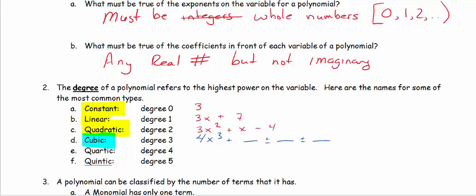Our next idea is quartic. Quartic is degree of 4, and then quintic is degree of 5. Sometimes we may refer to these just as 4th or 5th degrees, as the words quartic and quintic are very rarely used, but we will be talking about them basically in some cases. But our primary numbers we're going to be working with are constant, linear, quadratic, and cubic.